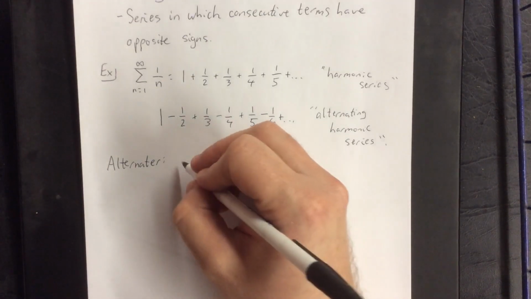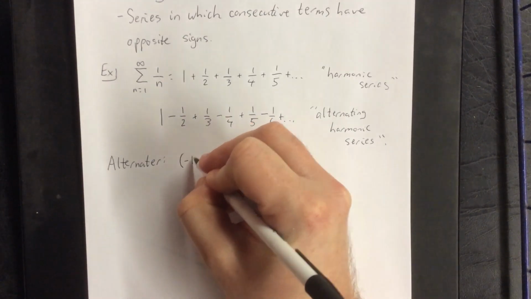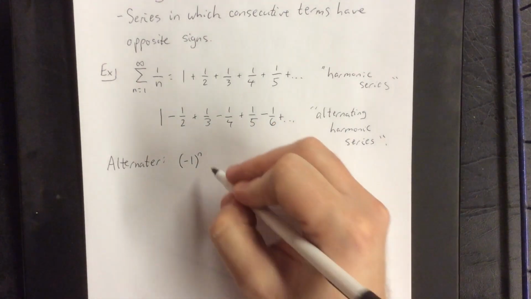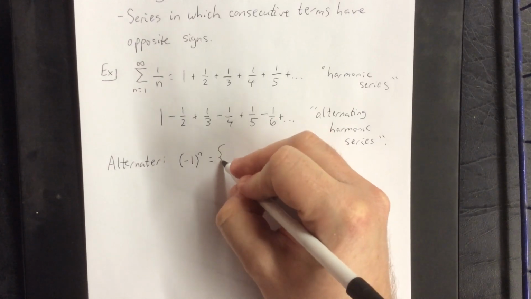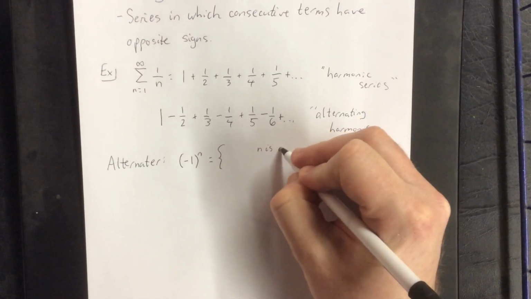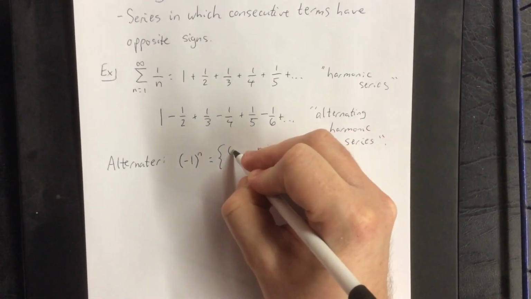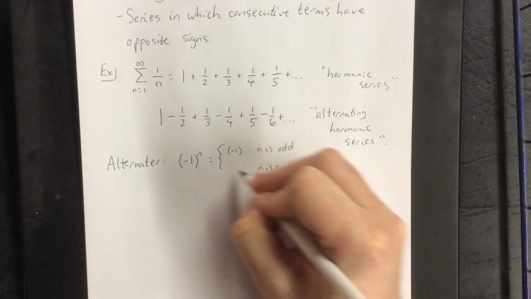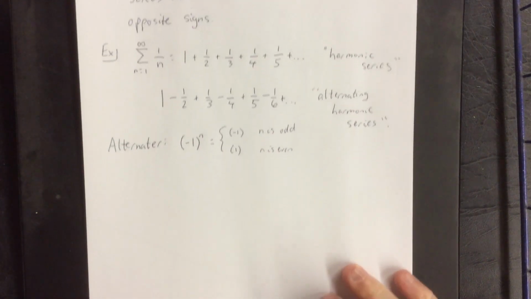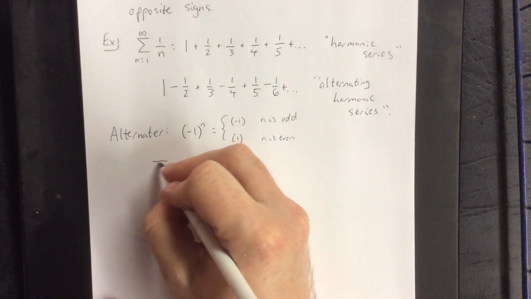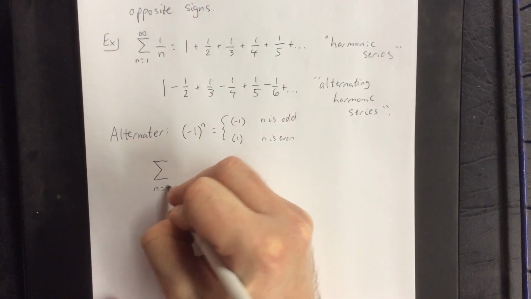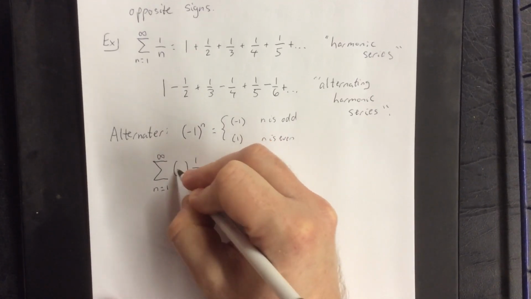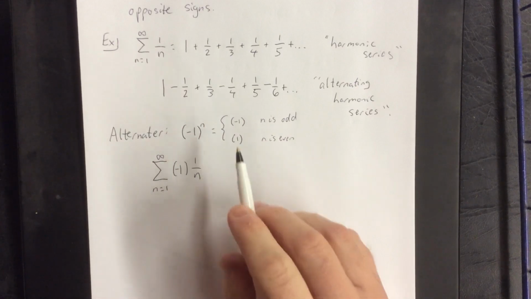Common examples of alternators, this is probably the most common one that you're going to see, is negative 1 raised to the nth power. When n is odd, this is going to be equal to negative 1. And when n is even, this is going to be equal to positive 1. So one possible representation of the alternating harmonic series would be 1 over n that is then multiplied by negative 1 raised to a power.